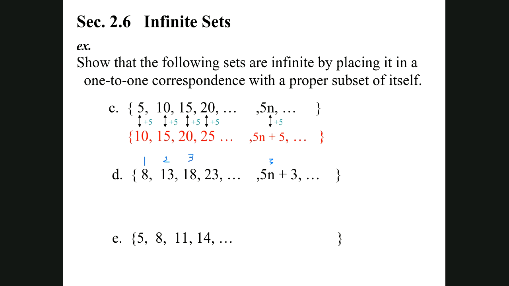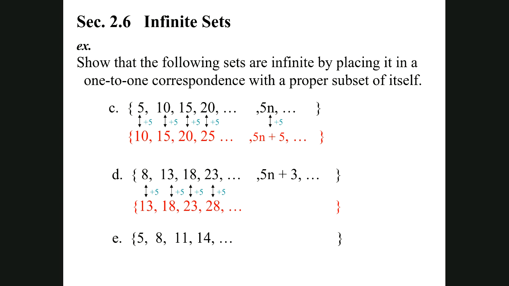Okay, so now that we know that, to show that this set is infinite, we place it in a one-to-one correspondence with a proper subset of itself. So I'm going to take out the 8. I'm going to start on 13, right? So now there's fewer elements, fewer terms in this second set. I took out the 8. So to create this one-to-one correspondence, we go from 8 to 13, we add 5. To go from 13 to 18, we add 5. To go from 18 to 23, we add 5. To go from 23 to 28, we add 5.